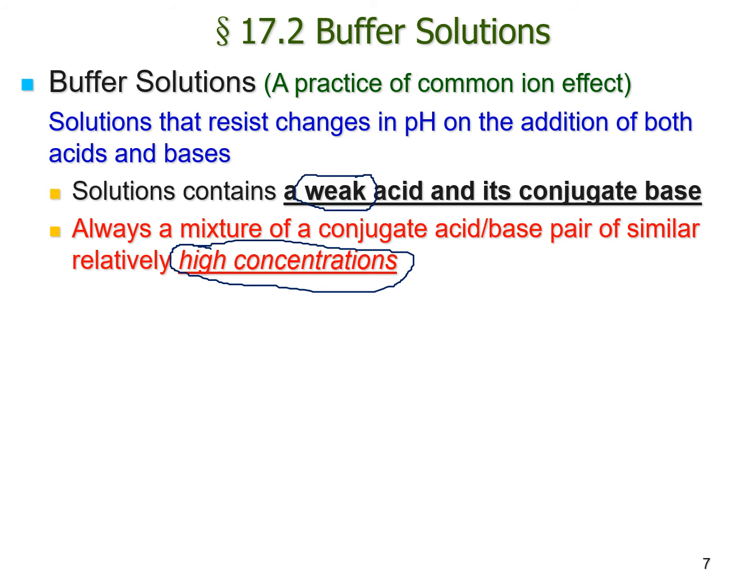So weak acid, we understand, it's a WA. If we have a weak acid, what is its conjugate base? Is that going to be strong or weak? Yes, it's going to be weak. So a buffer solution is a solution of a pair of a weak acid and weak base as conjugates. It cannot be a strong acid or strong base. It has to be a weak acid and weak base as a pair of conjugates.